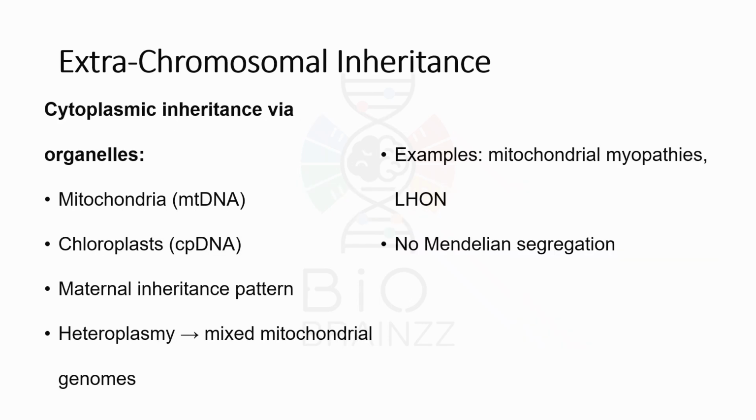Extrachromosomal inheritance refers to genetic material present outside the nucleus, mainly in mitochondria and chloroplast. These organelles contain their own DNA and replicate independently of nuclear DNA. This type of inheritance is usually maternal because the cytoplasm of the zygote comes mainly from the egg.